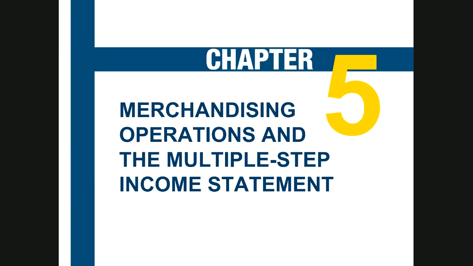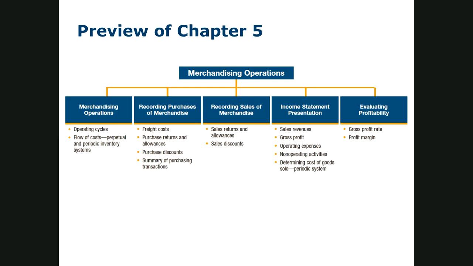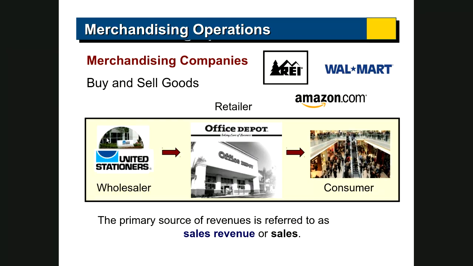We're going to start our discussion on chapter 5, which involves two things. One is the merchandising operations and the other one is the multiple step income statement. So without going into a long introduction about what we are going to discuss, let's just jump into it.